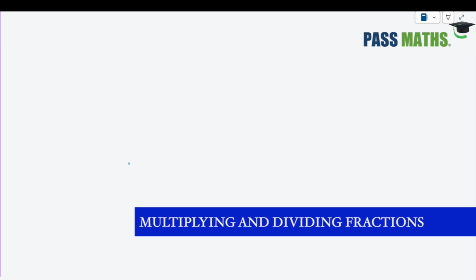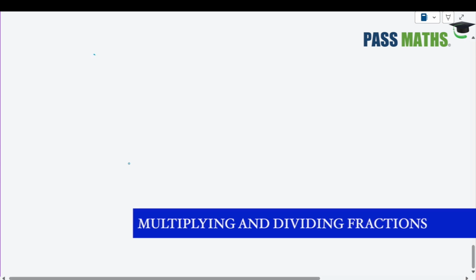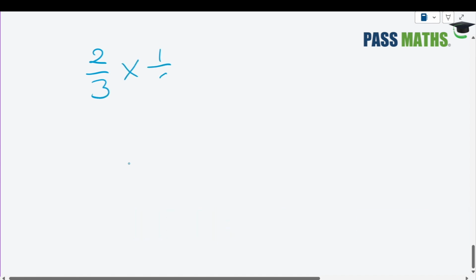Okay, in this lesson, we will do multiplying and dividing fractions. They are much easier than adding or subtracting fractions. Let's start off. This is 2/3 times 1/5. So what do you do here?